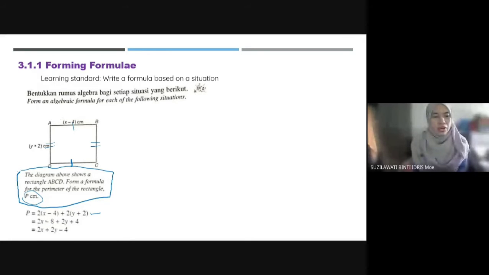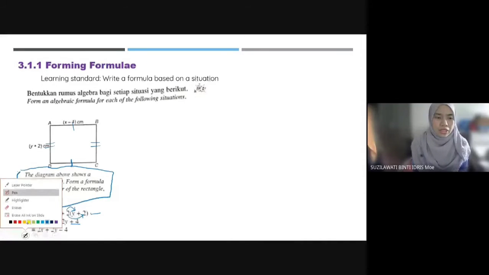2x minus 8. How do you get 2x minus 8 here? By using expansion. Do you remember expansion? You just learned it. So, 2 multiply by negative 4, you get negative 8. 2x minus 8. Plus 2 multiply by y, 2y. Next, 2 multiply by positive 2, you get positive 4. So 2y plus 4. From these terms, you look for like terms and solve them.